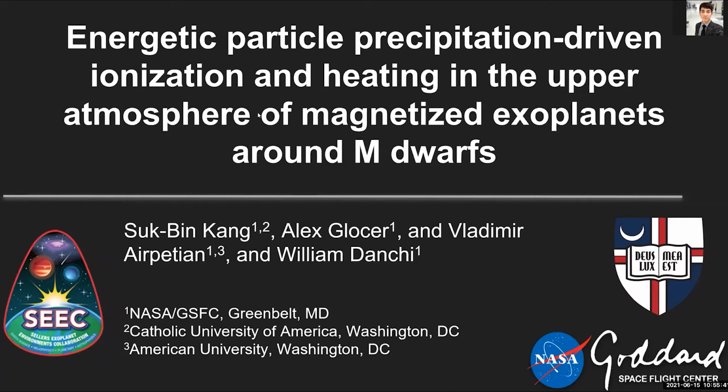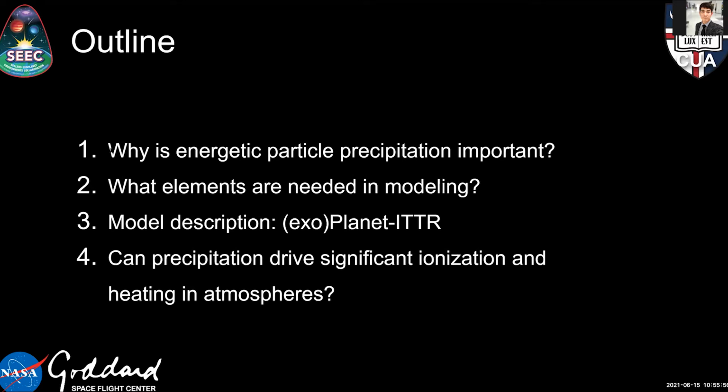So today I'm going to talk about energetic particle precipitation-driven ionization and heating in the upper atmosphere of magnetized exoplanets around M dwarfs. Next slide. I'm going to discuss why energetic particle precipitation is important, what elements are needed in this modeling, and what model we use. And can precipitation drive significant ionization and heating in the atmosphere?